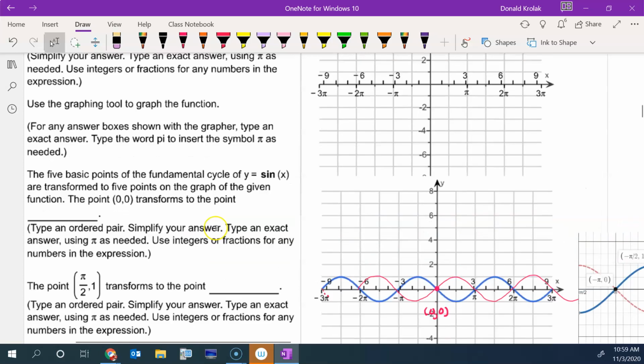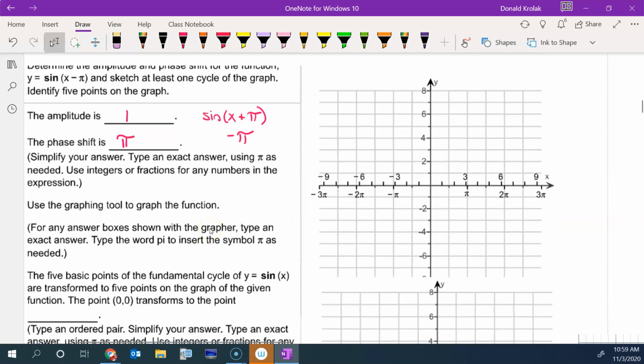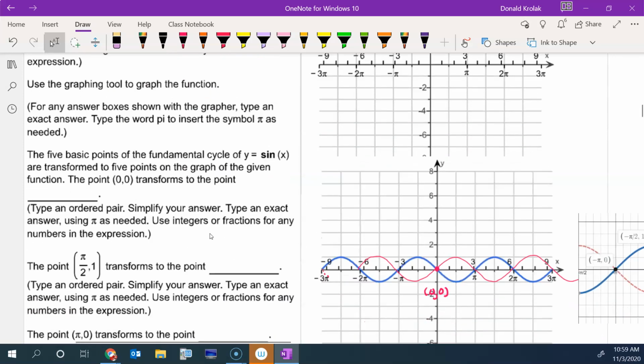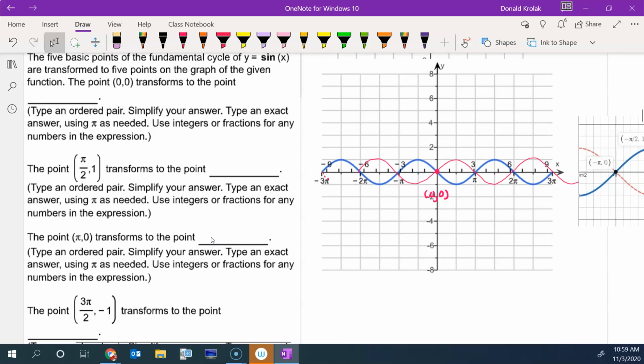Okay, my graph slid pi units, and in this case, left. So if I were to type that in, it would be negative pi. All right, so this is going to slide pi units. Well, pi on this graph is 2 blocks. 1 block, 2 blocks. So if this moves to the left pi units, on the blue, in my case, the new one is going to be negative pi, 0.